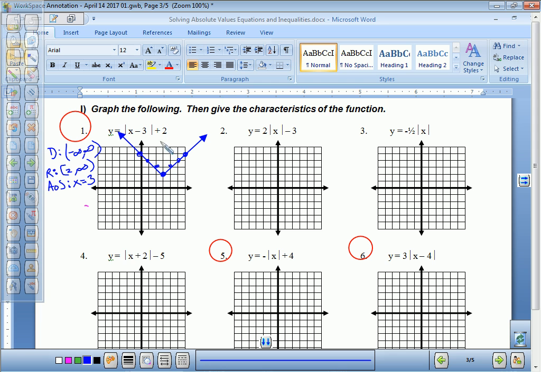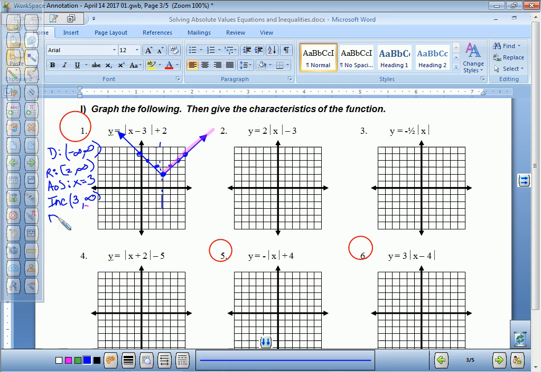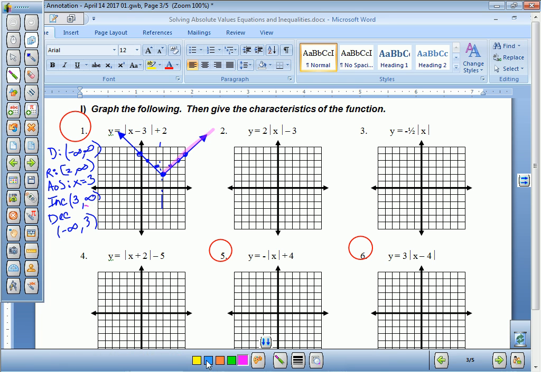Okay, x equals 3 right here is our axis of symmetry. This function is increasing. It increases on this side. As you go right, it goes up. That's increasing. So it increases from that x value of 3 at the vertex to infinity. This function decreases from negative infinity up to 3. So this is where this function goes downhill. Shoop. That's the decreasing interval.